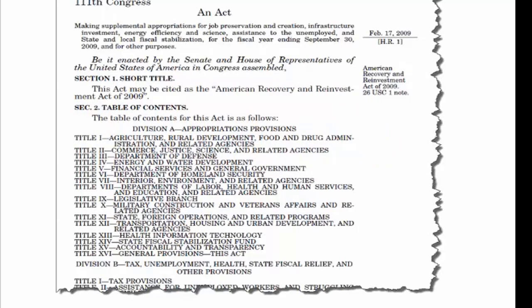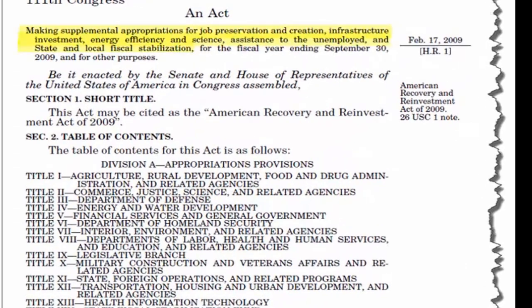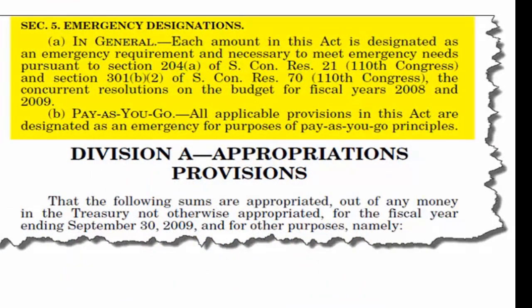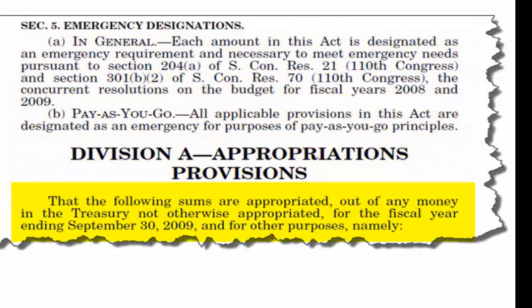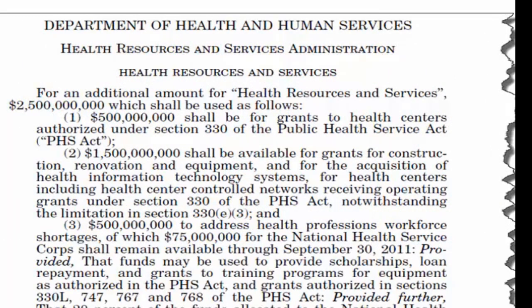This is a very significant supplemental appropriation, the American Recovery and Reinvestment Act of 2009. Again, we see the magic words that denote a supplemental appropriation, in this case, for job creation, among other things. In this bill, the emergency designation appears in Section 5. Note that the statement of appropriations is the same as we have seen before. Here we see a sample supplemental appropriation for HRSA. Note the terminology, for an additional amount.